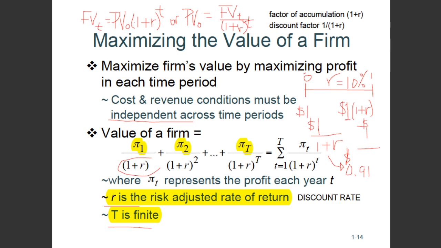This is the difference between saying, well, what you do today could influence future profitability. Well, we're assuming it away. We're saying, well, no, because it's independent from future costs and revenues. Okay, so that's the assumption here.